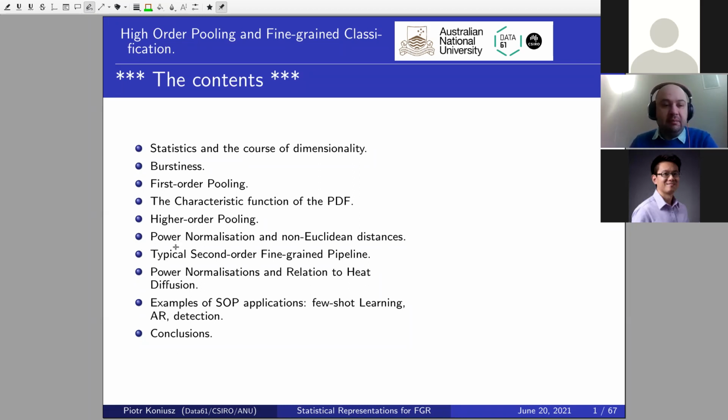I'll present a typical second-order fine-grained pipeline, and then I'll talk about different variants of power normalization in relation to heat diffusion, and then I'll give more examples of second-order pooling applications in few-shot learning, action recognition, detection.